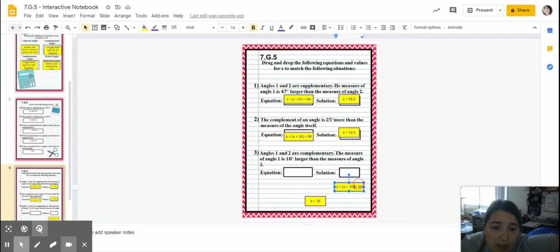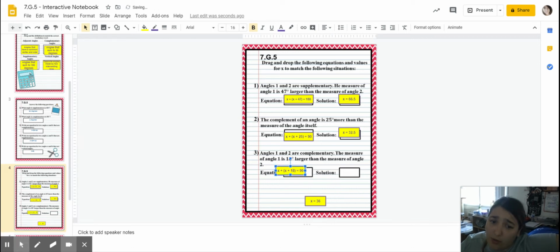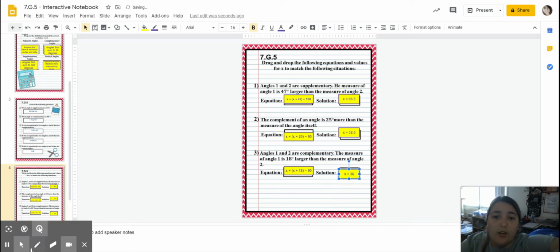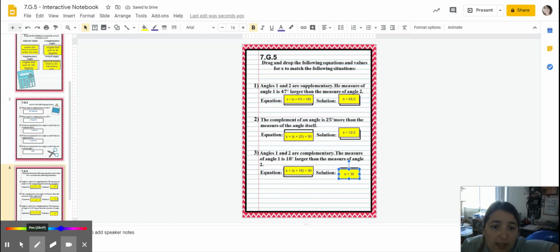Now, our solution is 36, and I want to double check because the answer could be wrong. You never know. You always want to double check your answers. So let's drag and drop this over here, and then we'll solve to make sure that this is indeed the correct answer. All right. So now we're going to create our equation. So we have an x plus 18. We know we have two x's and we're adding 18. So 2x plus 18 equal to 90.